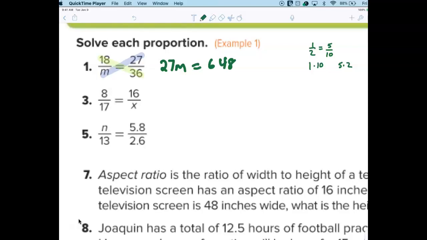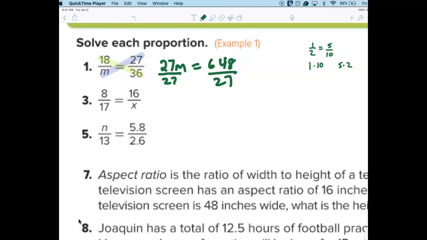Everybody hearing me? I want everybody to write down 27m equals 648 for question number 1. I want that written down just like that. And then you divide by 27. So now you must write divide by 27. That's putting it into your brain.